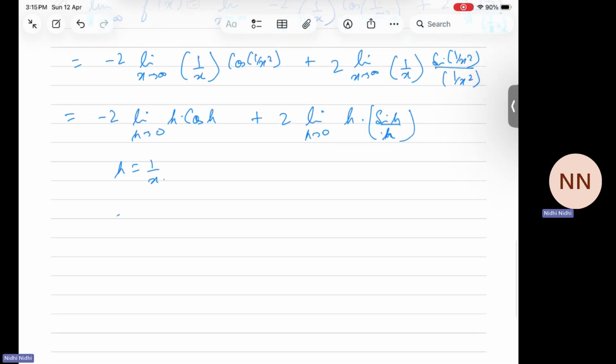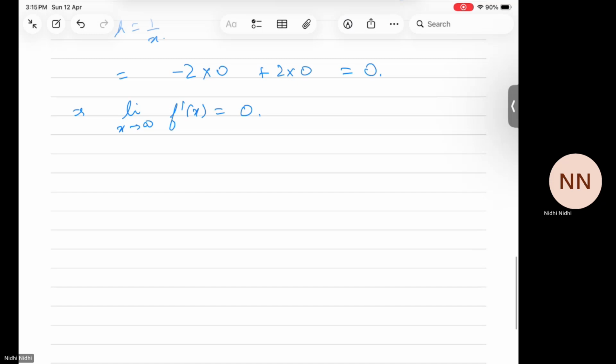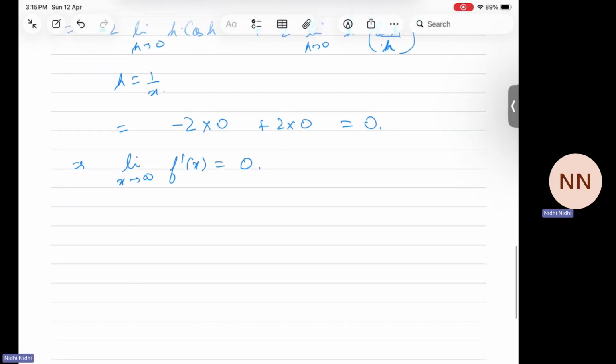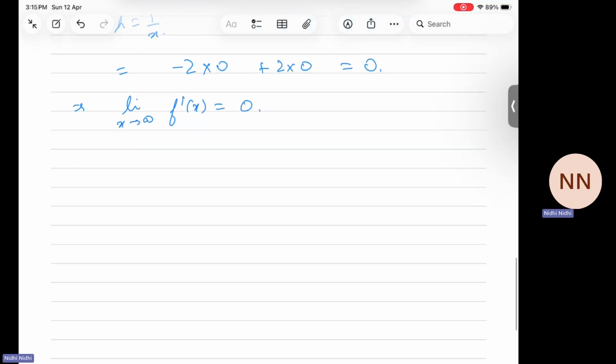So that means this is equal to minus 2 times 0 plus 2 times 0. That means the limit x tending to infinity, f dash x is equal to 0. That means the function f dash is bounded, or in fact, let's use the definition of this limit.